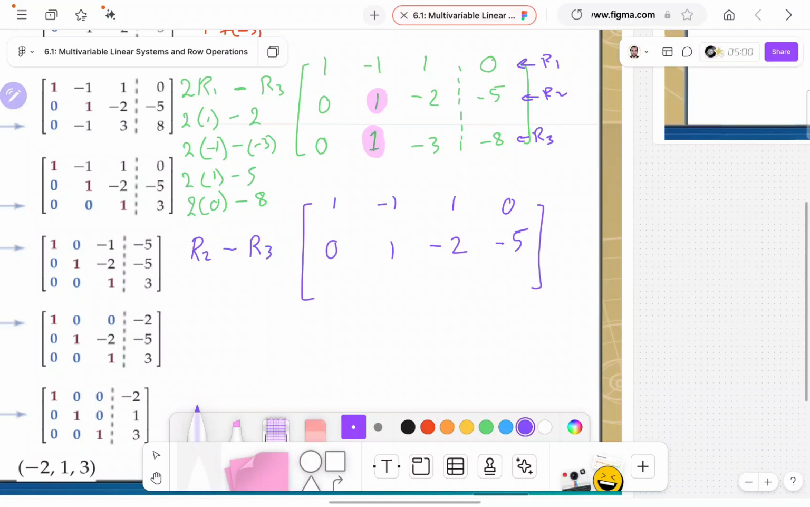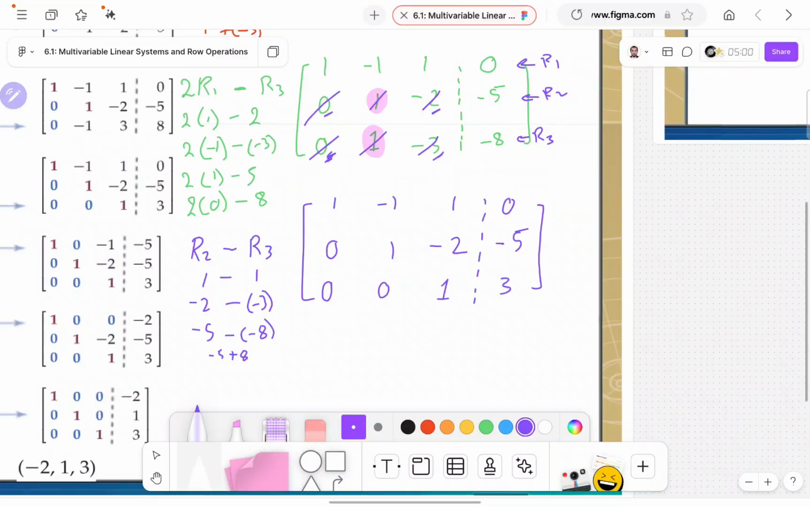First, 0 minus 0 is still 0. Done. Then 1 minus 1 is also 0. Done. Then negative 2 in row 2 minus row 3's negative 3. So negative 2 plus 3 equals 1. Finish. Then the last one, negative 5 minus negative 8. So negative 5 plus 8 equals 3.